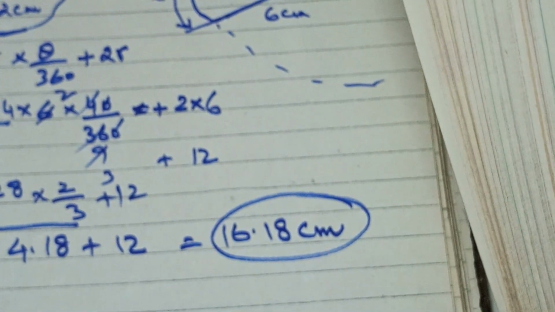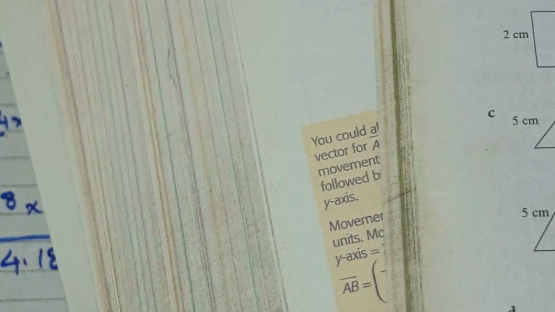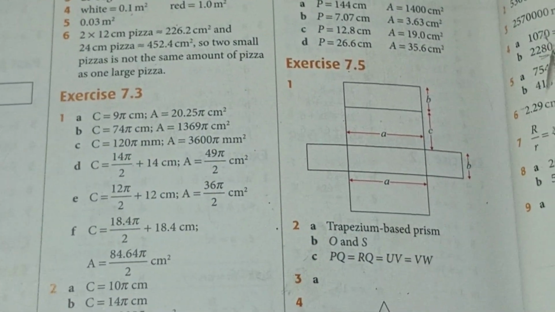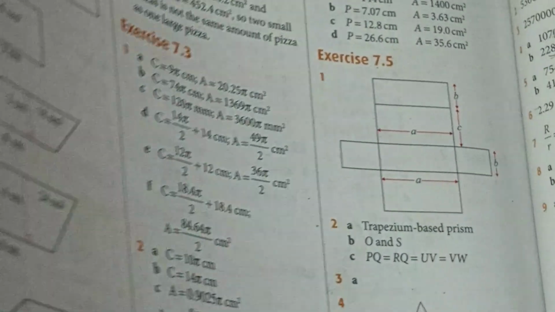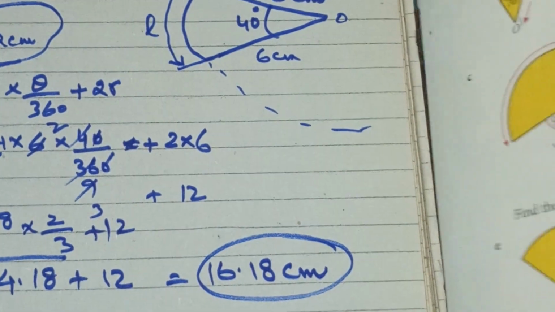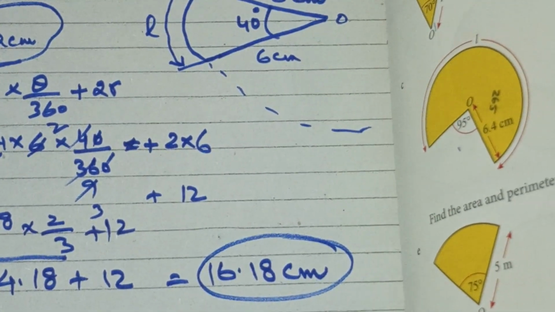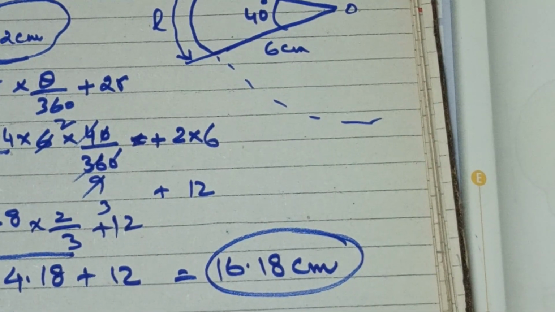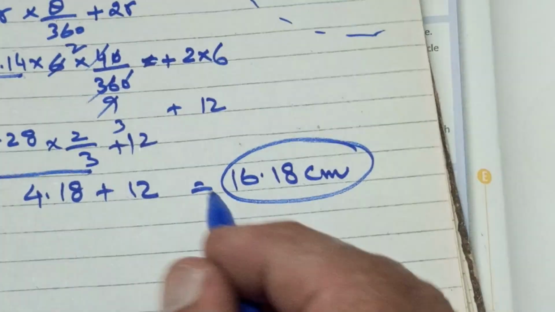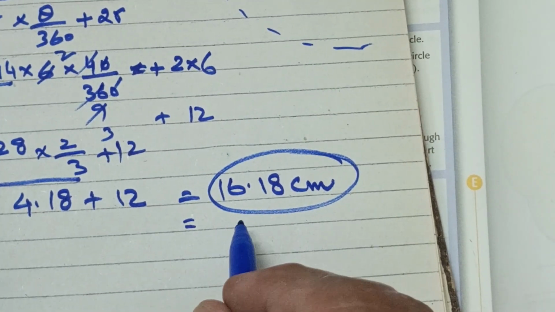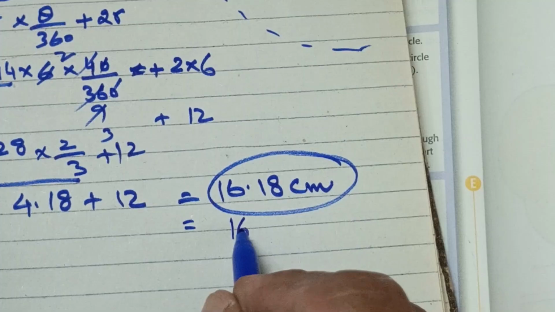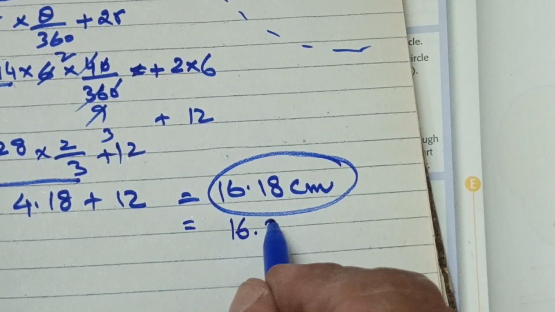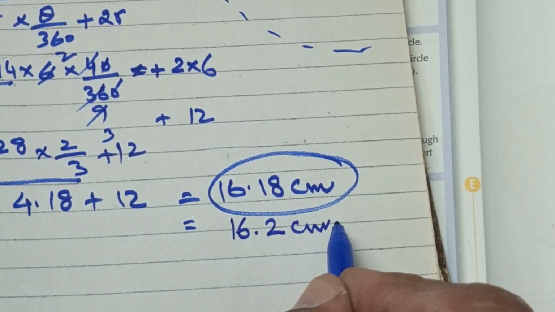It is very easy and simple. Exercise 7.4. Okay, my dear student, the answer is correct. Now to round it, we have to round it, so it will become 16.2 centimeter.